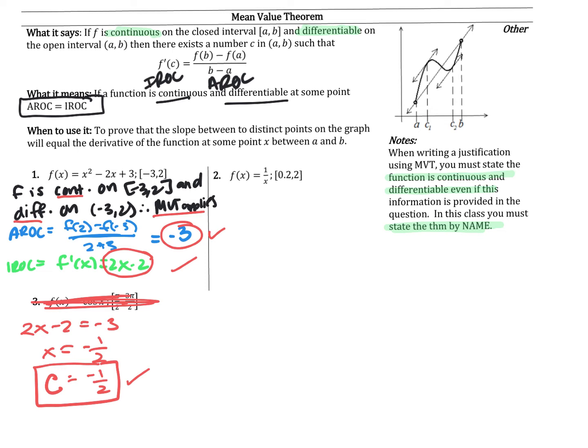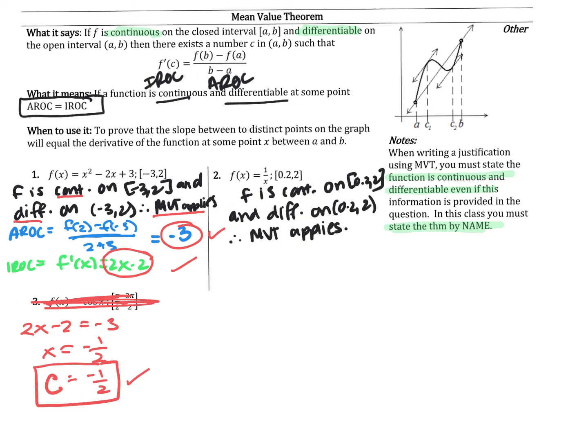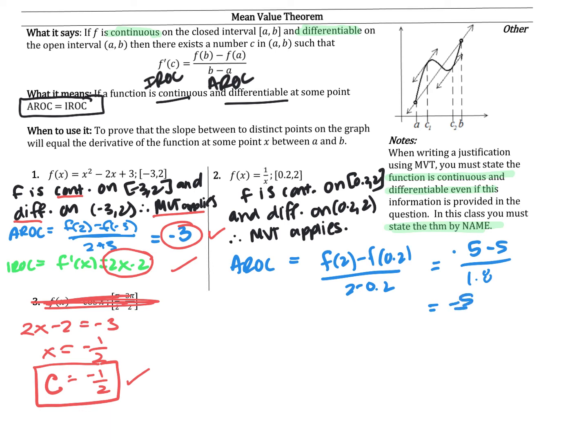I'm going to encourage you to work through number 2 on your own and then go ahead and unpause the video and see how you did. So I'm going to start by stating the conditions, and notice this function is not continuous and differentiable everywhere, but it is on the interval that we're being asked about in this problem. Therefore, the mean value theorem applies. Then I'm going to find the average rate of change on this particular interval, which is going to be f of 2 minus f of 0.2 over 2 minus 0.2, which is going to be 0.5 minus 5 over 1.8, which I'm going to simplify to -5 over 2.